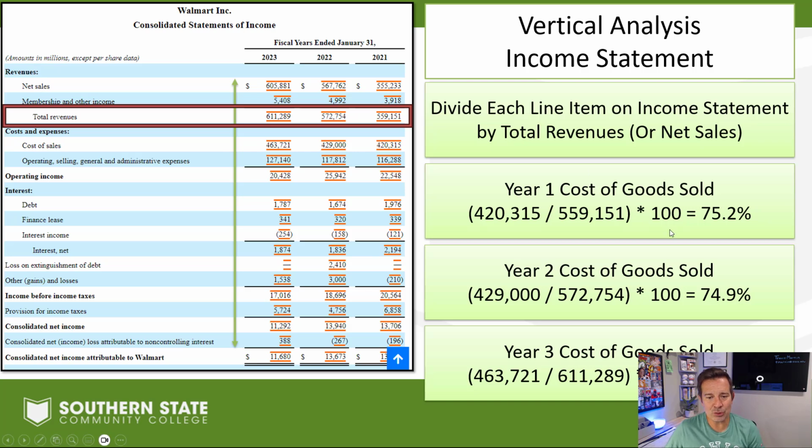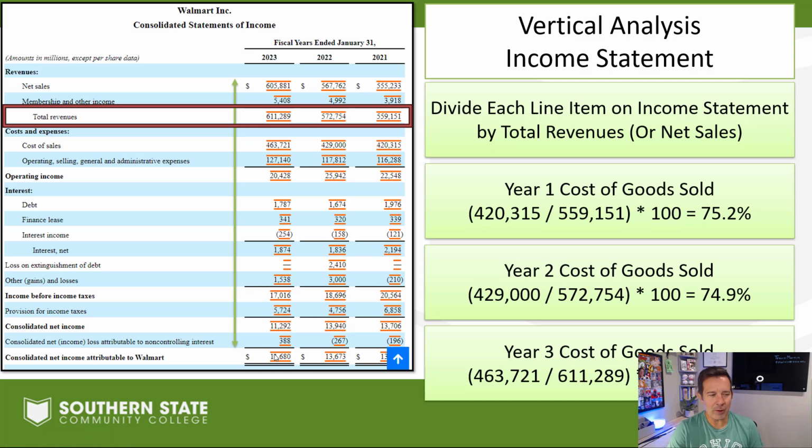And so if we look at the trend here, in year 1, 75.2 cents of every dollar went to cost of goods sold to cover that expense. In year 3, 75.6 cents of every dollar went to cover cost of goods sold expense. And so you can see that's going up. That's eating up more of that sales dollar. The more these expenses eat up that sales dollar, the less we have in profit at the end of the day to put into our pocket as a Walmart shareholder, a Walmart company.